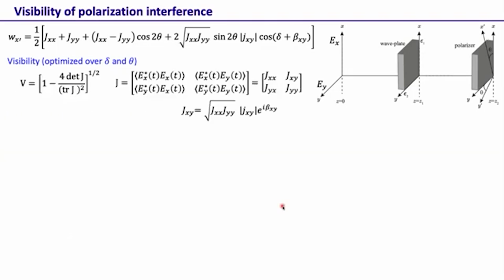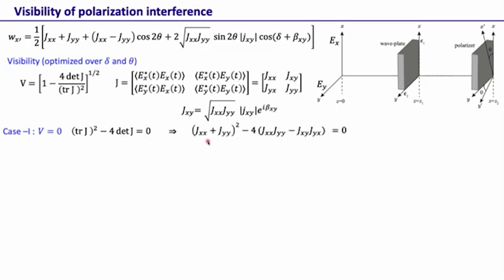Okay, so now that we have this visibility optimized over delta and theta, and this is the expression for that, let's look at the different extreme cases of this visibility. The first extreme case is when this visibility is equal to 0. When the visibility is equal to 0, this means that the quantity inside the square root is 0, which means that trace J squared minus 4 determinant J is 0.